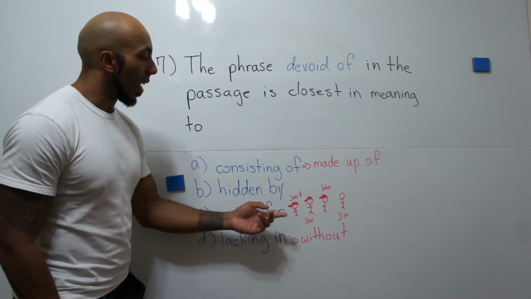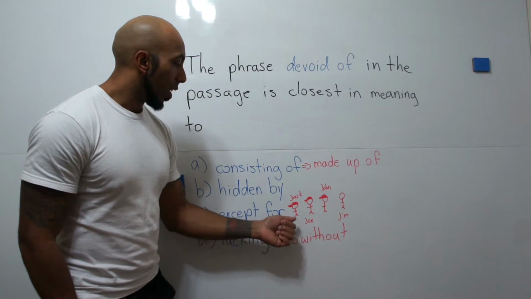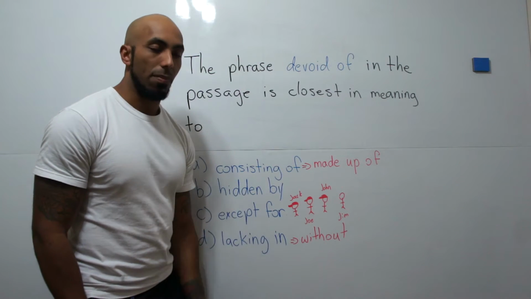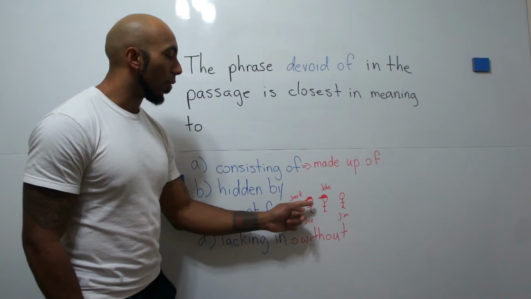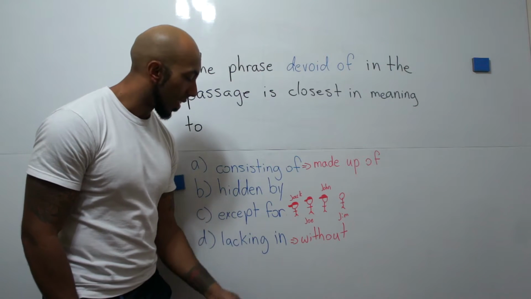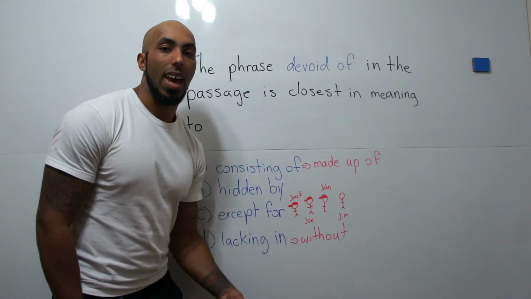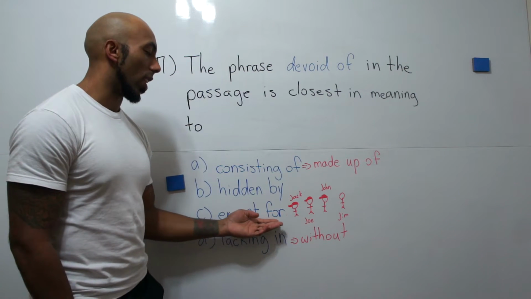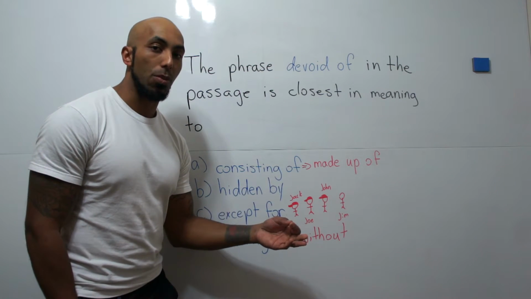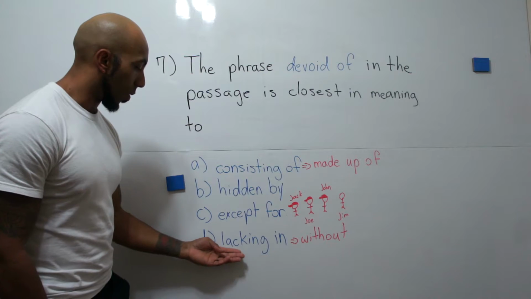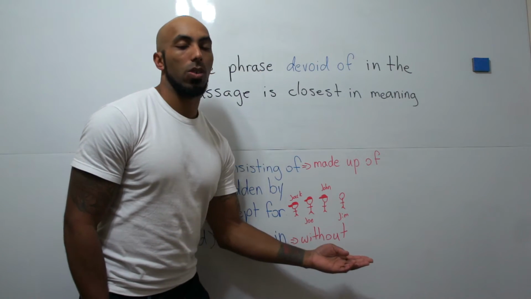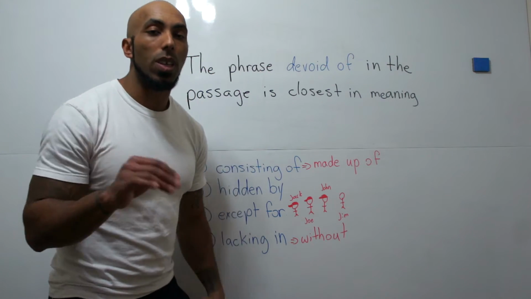Except for. Now I've drawn a picture of 4 boys: Jack, Joe, John, and Jim. I could say all of the boys are wearing red hats except for who? Jim. He does not have a hat. That's how you use except for, to show exceptions. And the last one means lacking in, or without. Okay, this one is pretty simple.